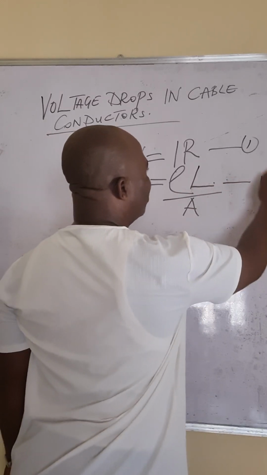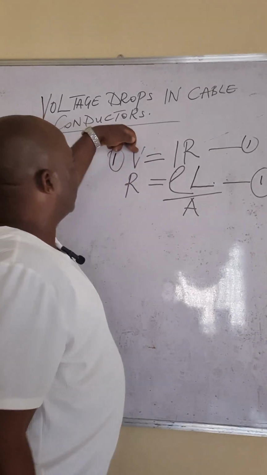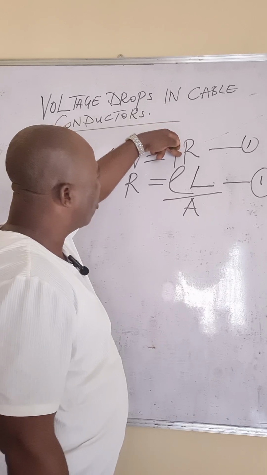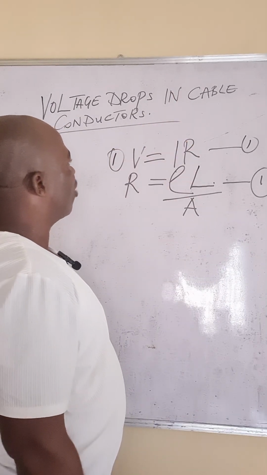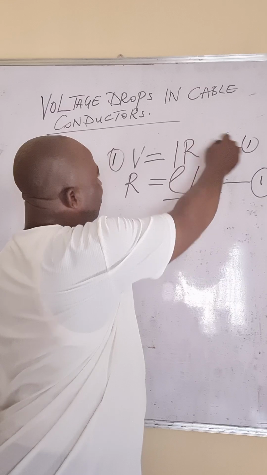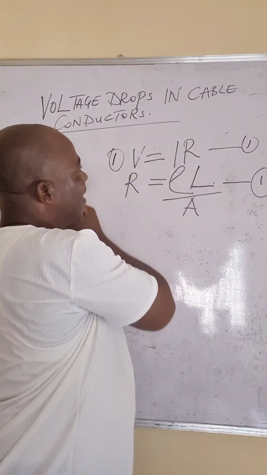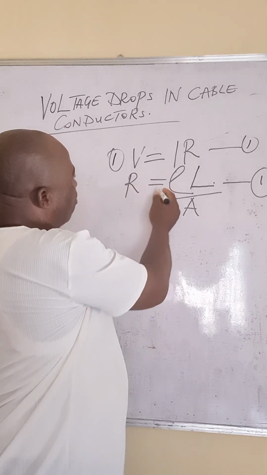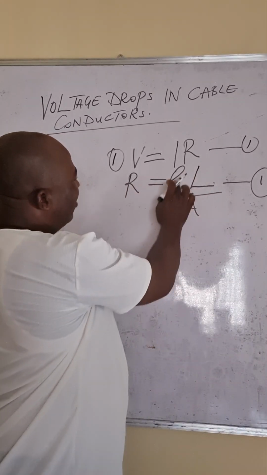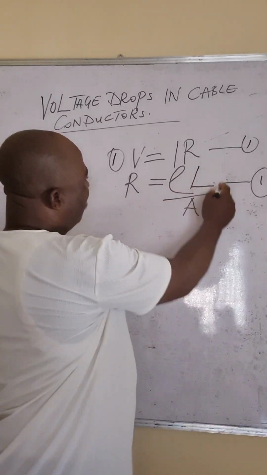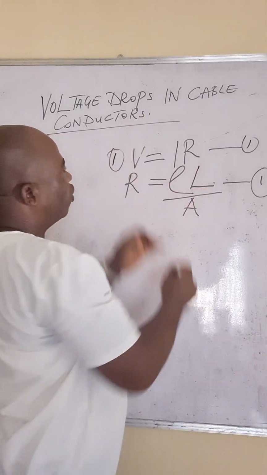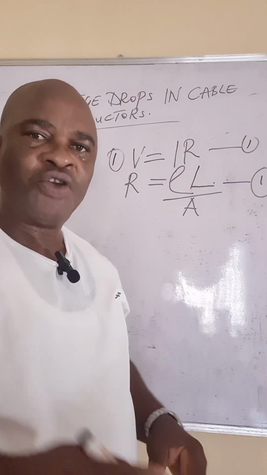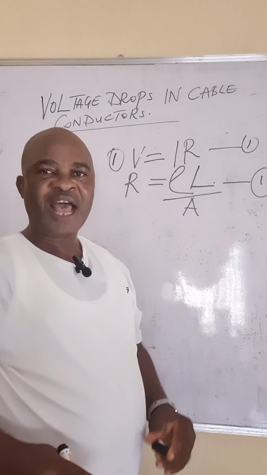Now, let's identify all these terms. V is voltage drop, which is equal to the current I flowing through the conductor, and R, which is the resistance of the conductor. Of course, you know that R is measured in ohms, I is measured in amperes, V is in volts. Then the second equation is R equal to the product of resistivity multiplied by length divided by area. So these two equations can be used to calculate voltage drop. When we come to that, we'll know how to apply the basic application.